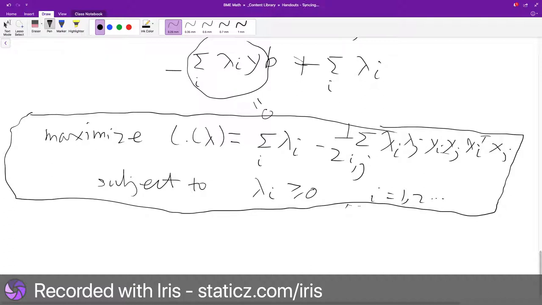For this function itself, it's only a quadratic function of lambda. Lambda i, lambda j, and these x, y here are all data. So this is a quadratic function of lambda, subject to this constraint. The method to solve the problem is called quadratic programming.